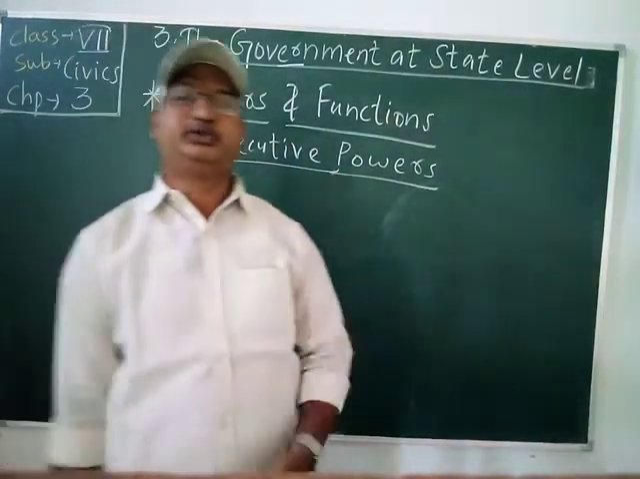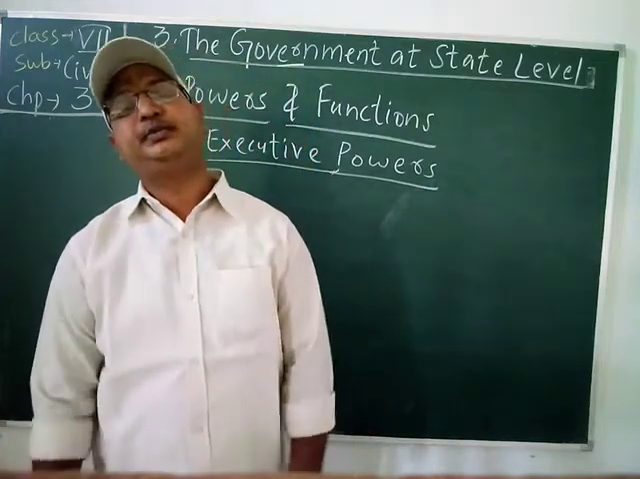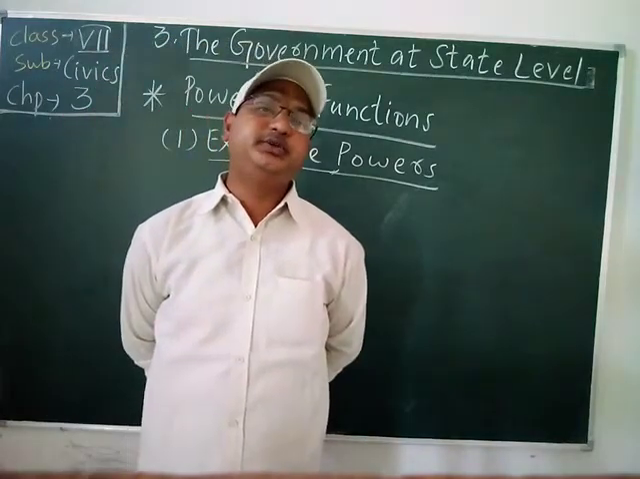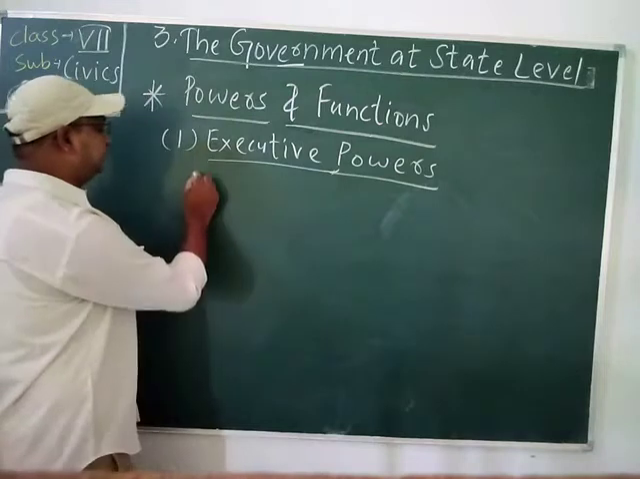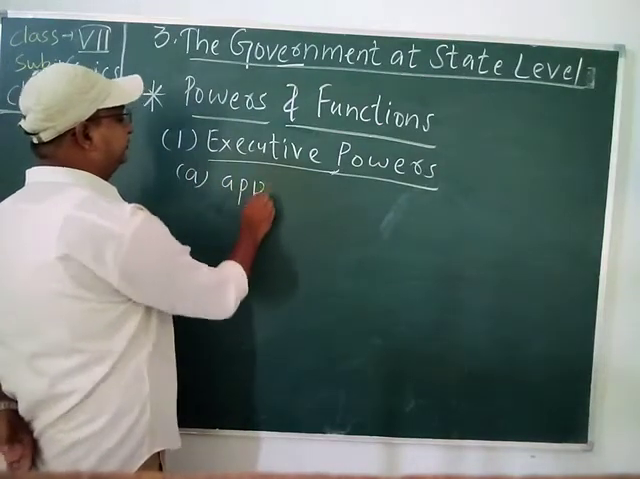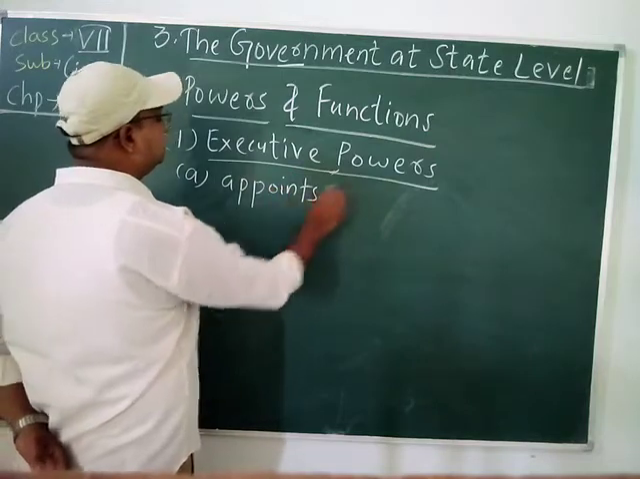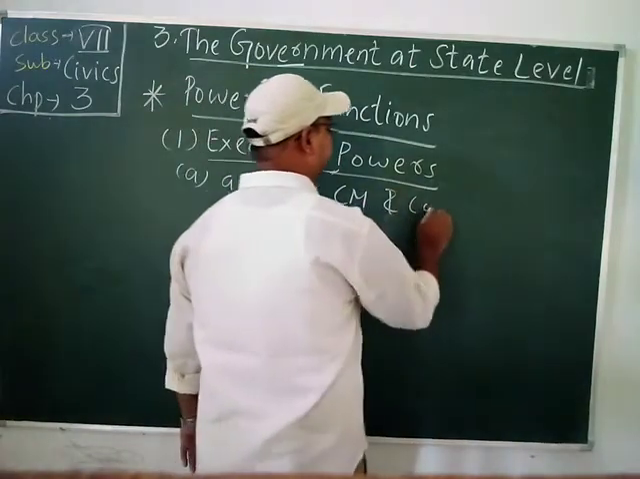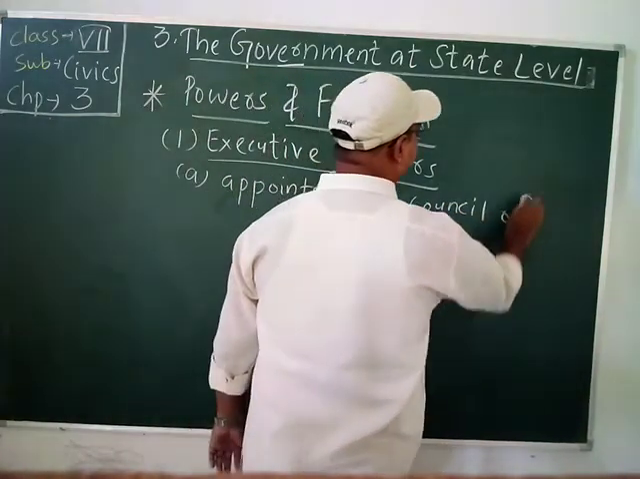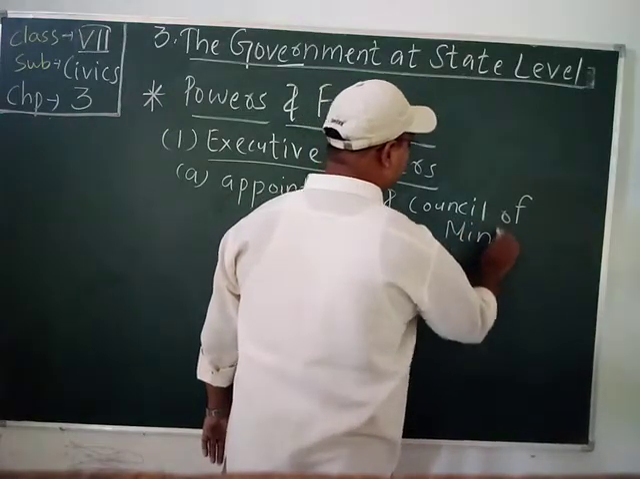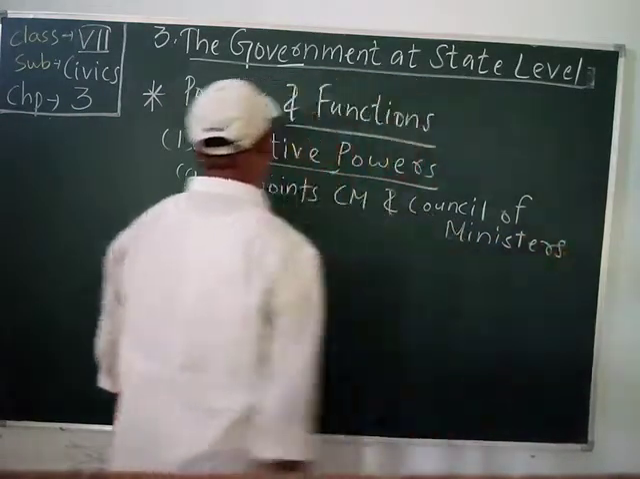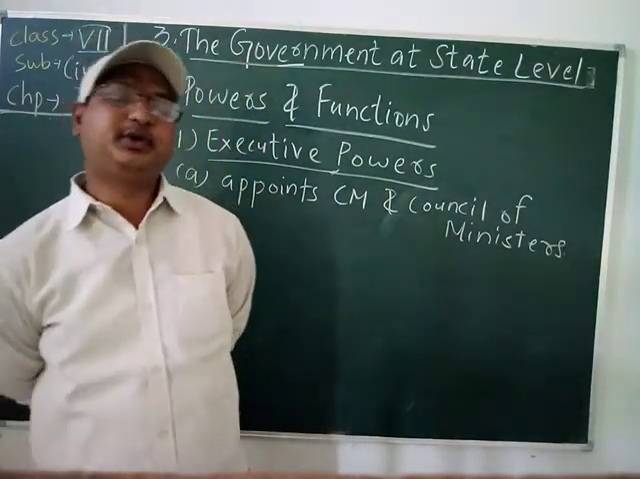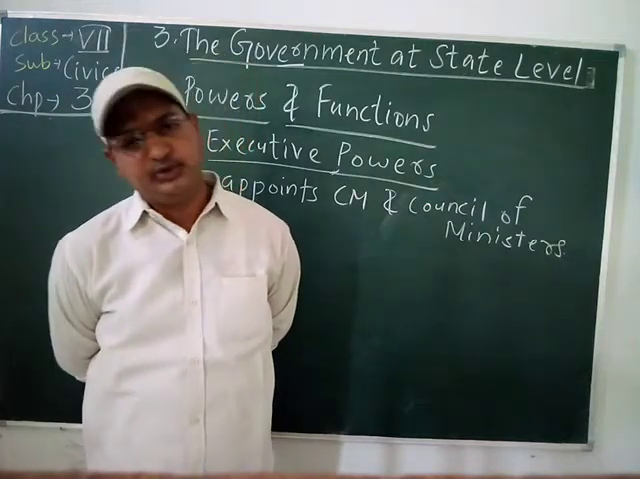What are the executive powers? Students, there are four types of powers of the governor. So we'll read the first one, the executive powers. The governor appoints the chief minister. The first and very important part is the appointment. Same, I am writing in short, and the council of ministers. This is the most important power of the governor. After elections, the governor has the power to appoint the chief minister and the council of ministers.